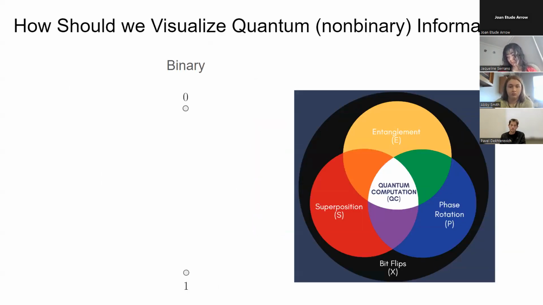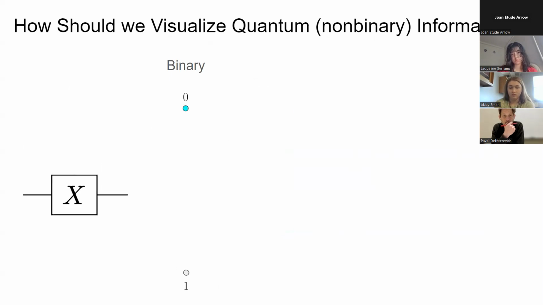Okay, so as we talk about quantum algorithms, quantum computing, we can't have this conversation without talking about quantum information, or what I like to call non-binary information, because all of our computers run on binary. So what does non-binary information look like?